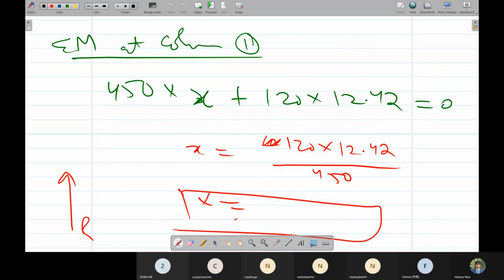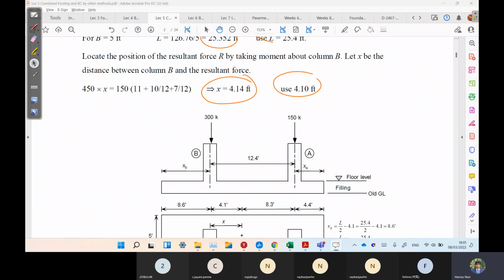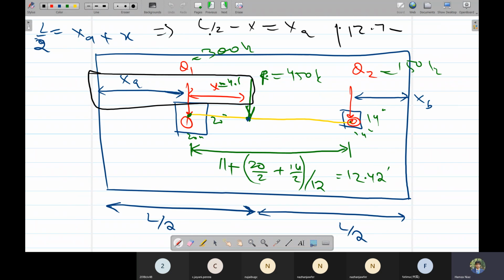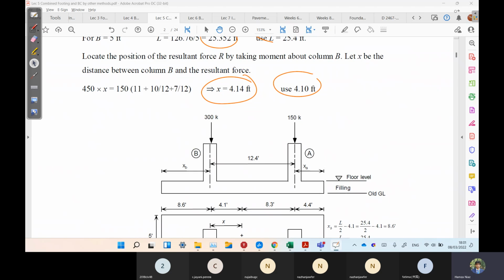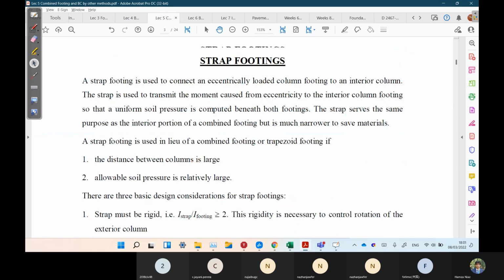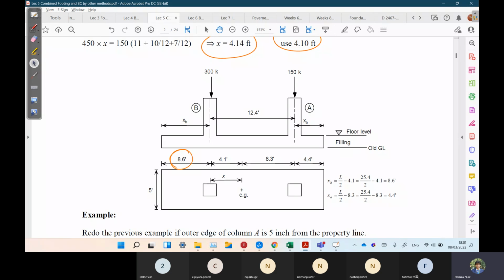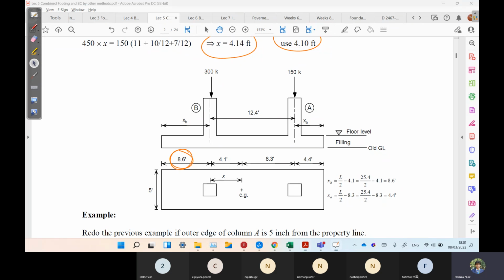X was 4.1. So 12.7 minus 4.1, that is 8.6. Yes, 8.6. The XA value would be 8.6 feet. That's okay. Our XA value is 8.6 feet.